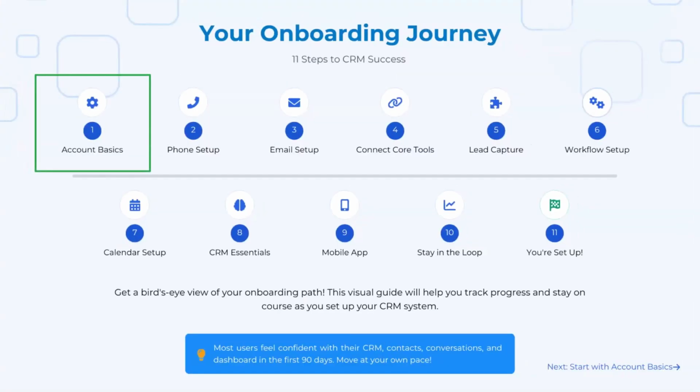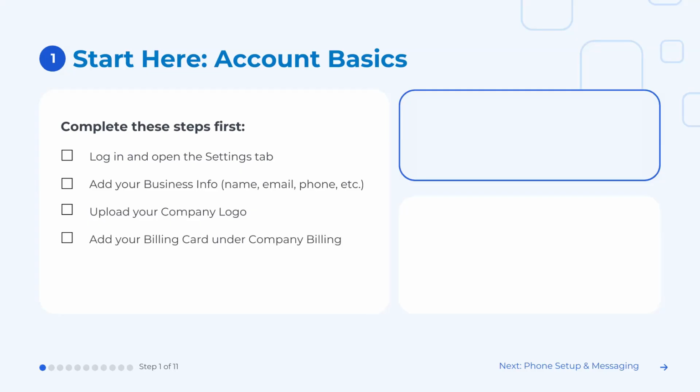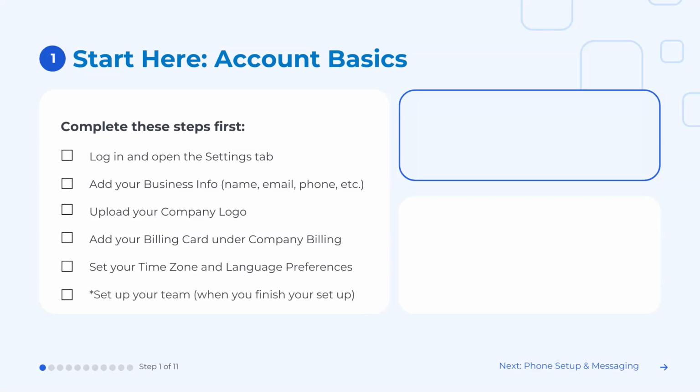We're going to start with step one. Step one is account basics. We're going to log in and open up the settings tab. We're adding your business information, uploading your company logo, adding your billing card under company billing, setting up your time zone and language preference. At the very end of this course, once you get everything set up, this is where you're going to set up your team. When you're finished setting everything up, you want them to be able to go in and set their information up.